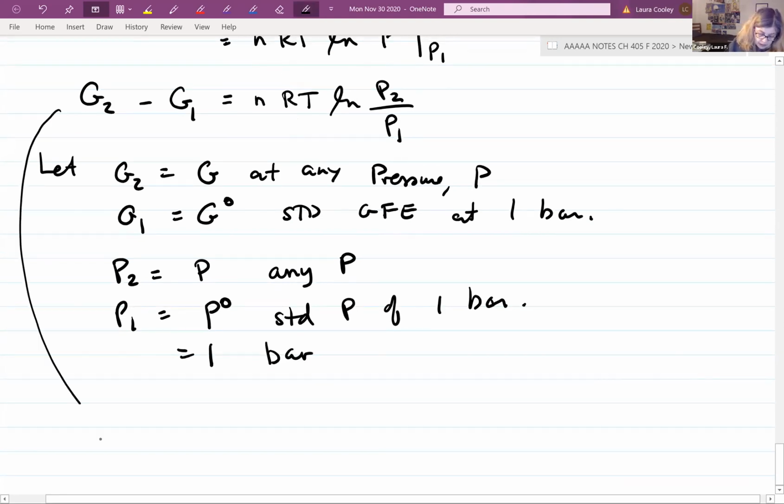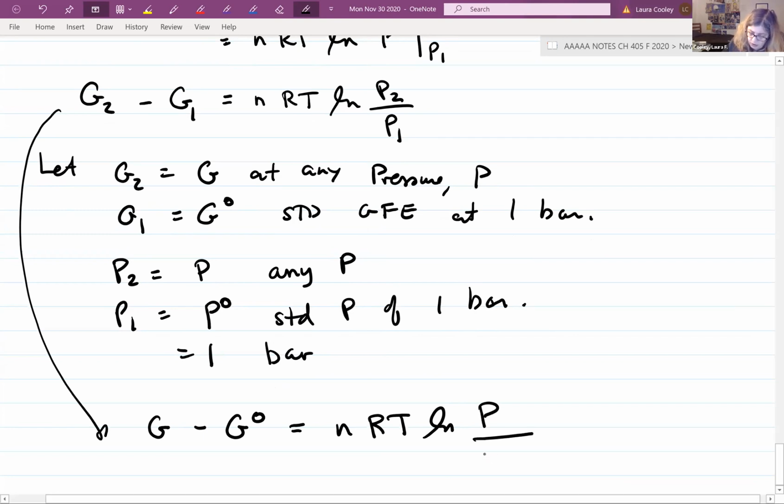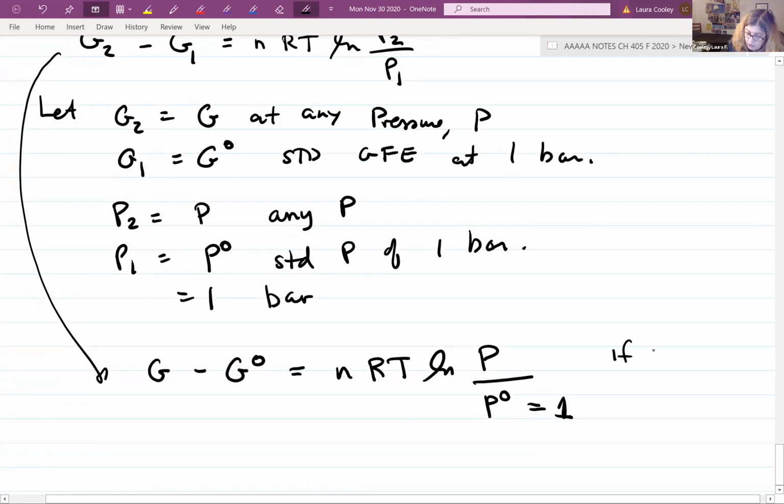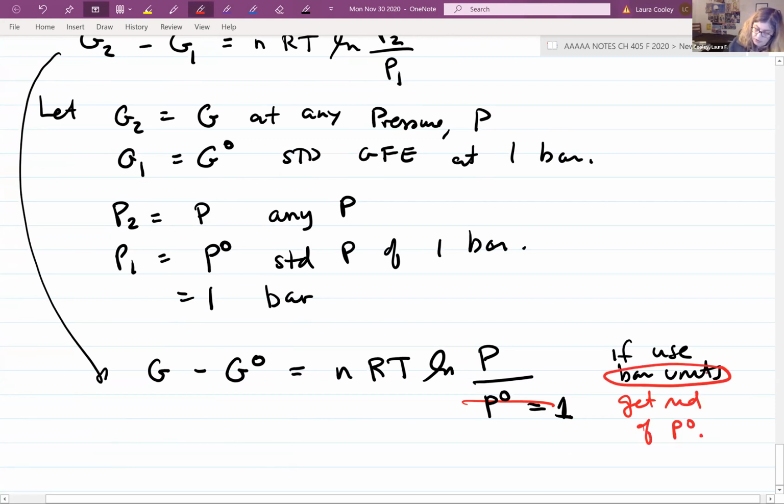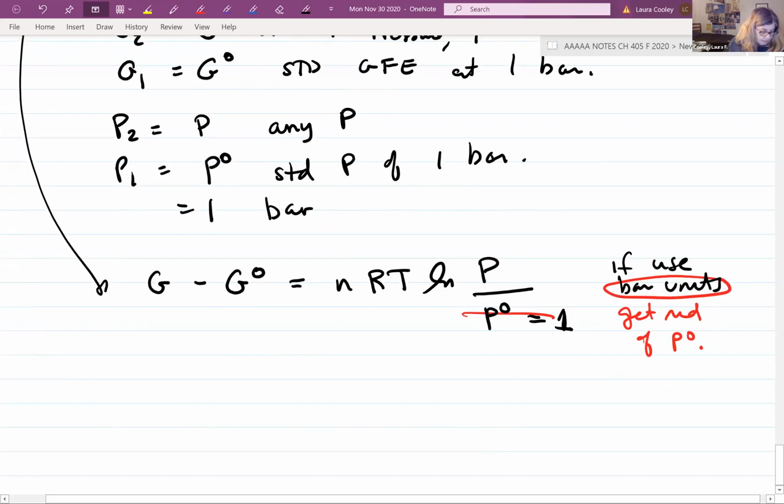So this equation here becomes G minus G0, just like last time, equals nRT log. Now here, P2, we're just going to call that P. And P1, well, that's P0, but that's equal to 1. So if we use bar units, we can just get rid of this. This is equal to 1. So we have to make sure we always use bar units from now on with this.